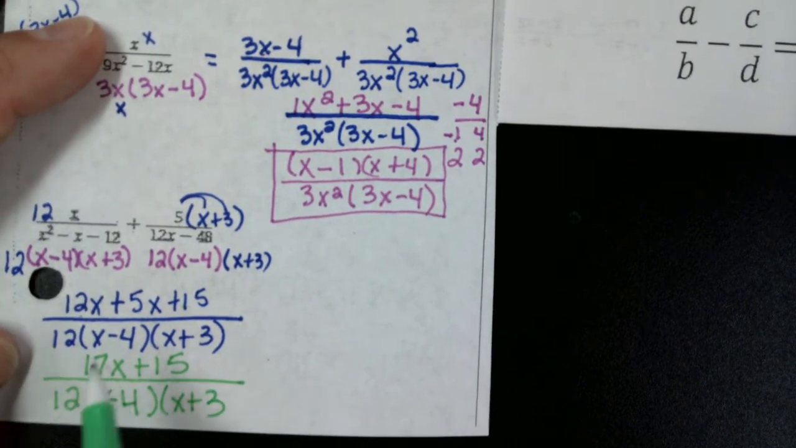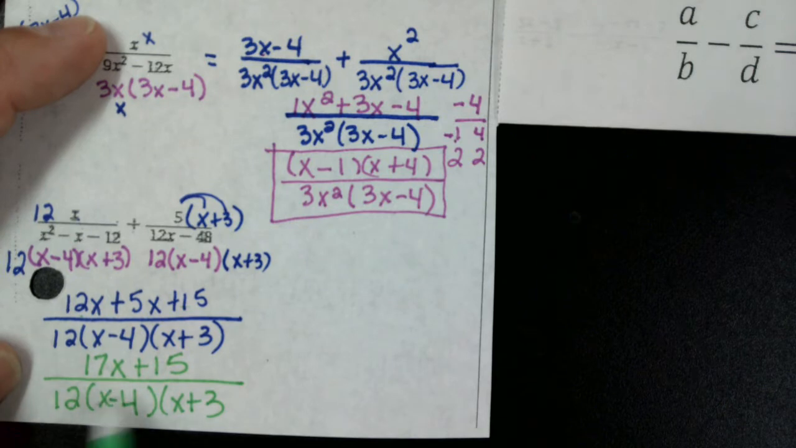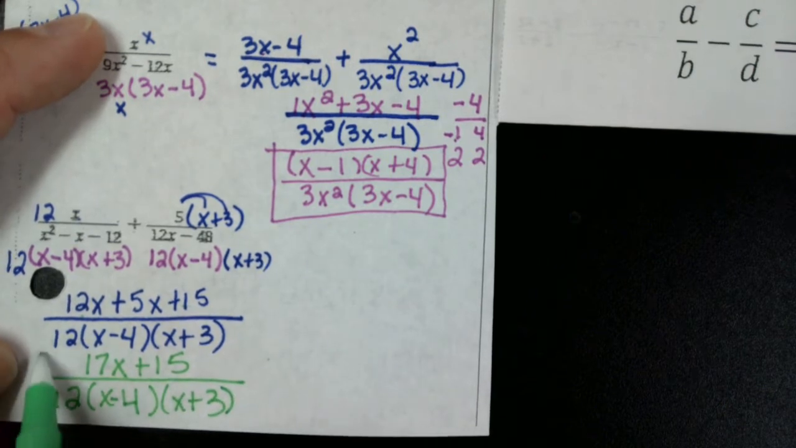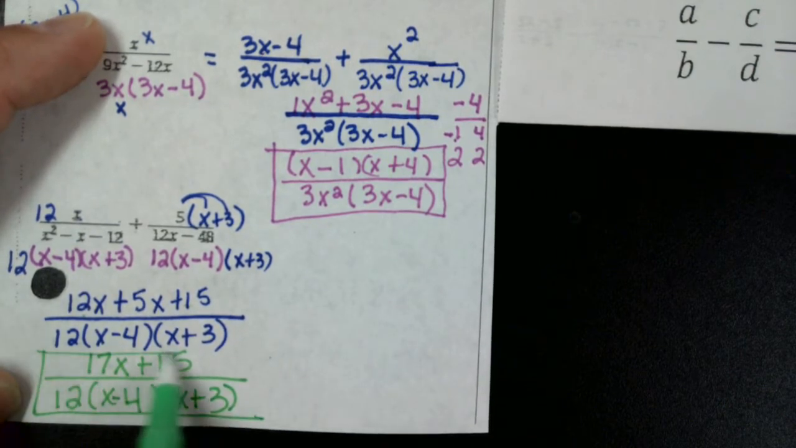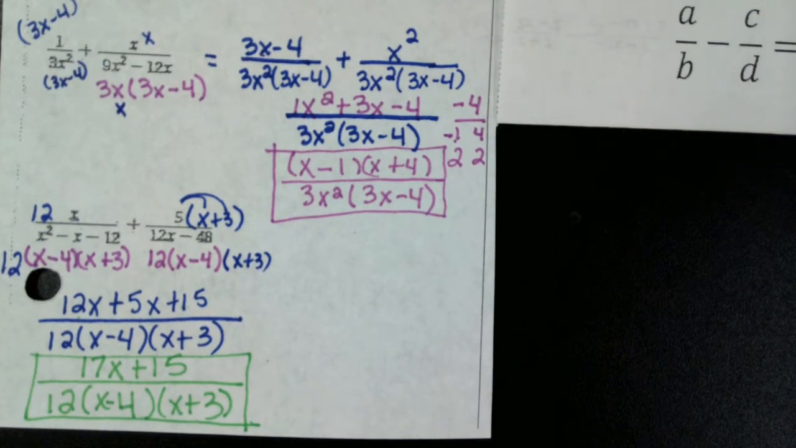So can I factor anything in my numerator? No, this is a prime number. There's nothing I can factor, which means there's nothing in common to divide out. So this is my answer to my second example.